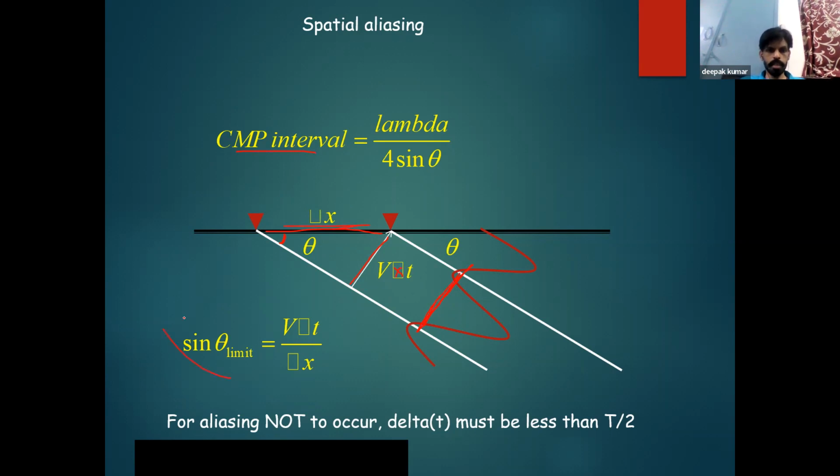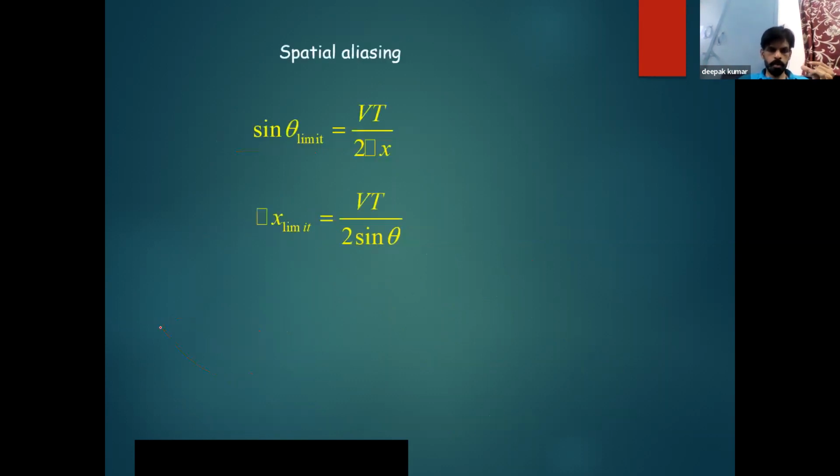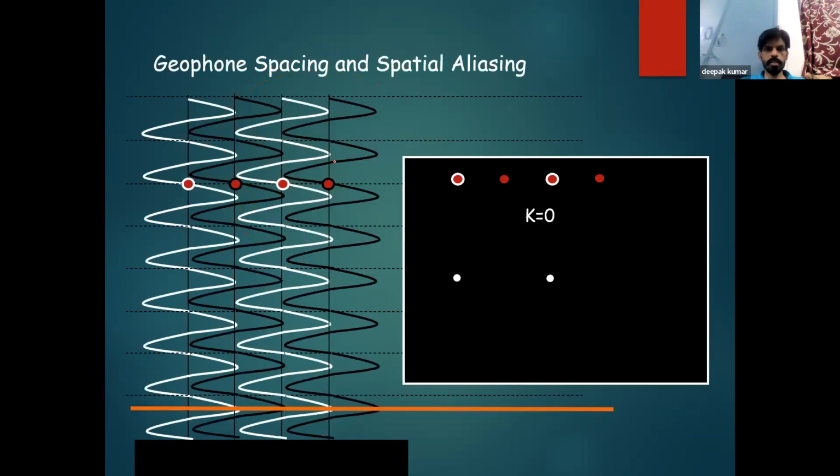So this will give me sine theta. If we apply the formula, we can compute the sine theta from this offset, or the interval between the two CMPs or two geophones or hydrophones, divided by the wavelength, velocity into time. That will give me the sine theta. And then from sine theta we can compute the aliasing or spatial aliasing, and this is just what I have already discussed.